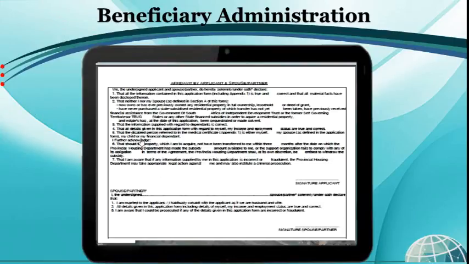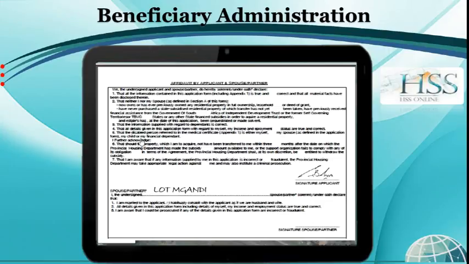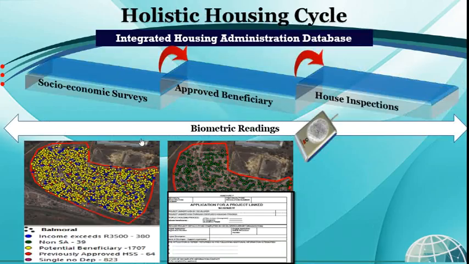The applicant signs the application on the mobile device, and the electronic signature is linked to the record. The application is submitted to the HSS office for approval. The HSS processed applications are updated on the web-based database to reflect the applicant's status. This concludes the second step of the Holistic Housing Cycle web-based application.